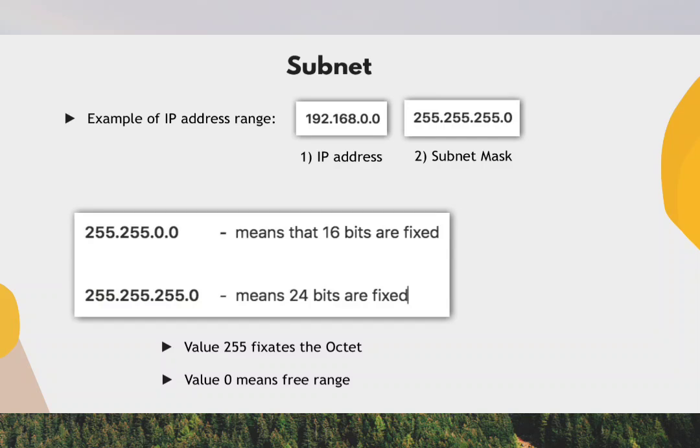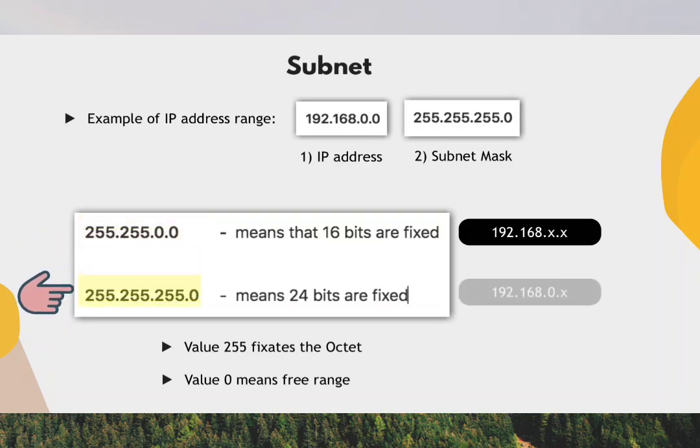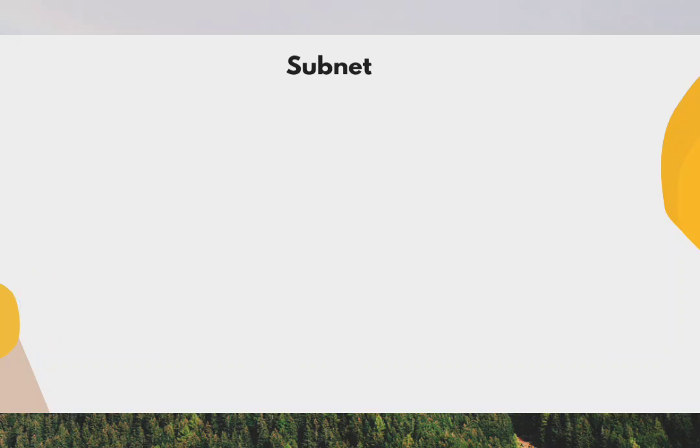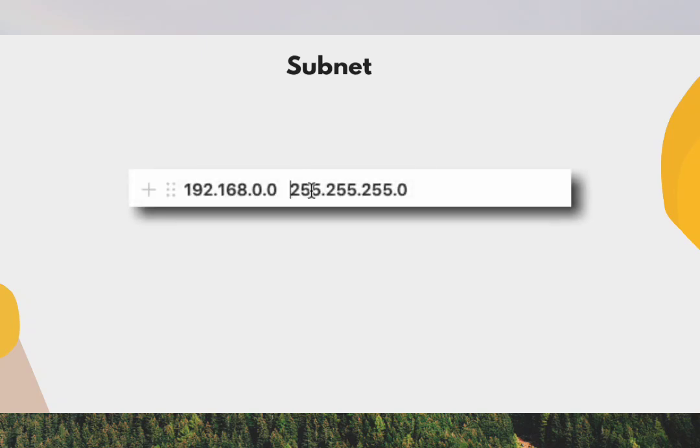So basically, subnet defines how many bits in the IP address are fixed, making the rest of them flexible. So 255.255.0.0 means that half of it, or 16 bits, are fixed in the IP address. This, on the other hand, means that three quarters of all the bits, or 24 bits, are fixed in the IP address. So again, when we're using this as a subnet mask, it means that those first three octets or decimal values cannot change, right?